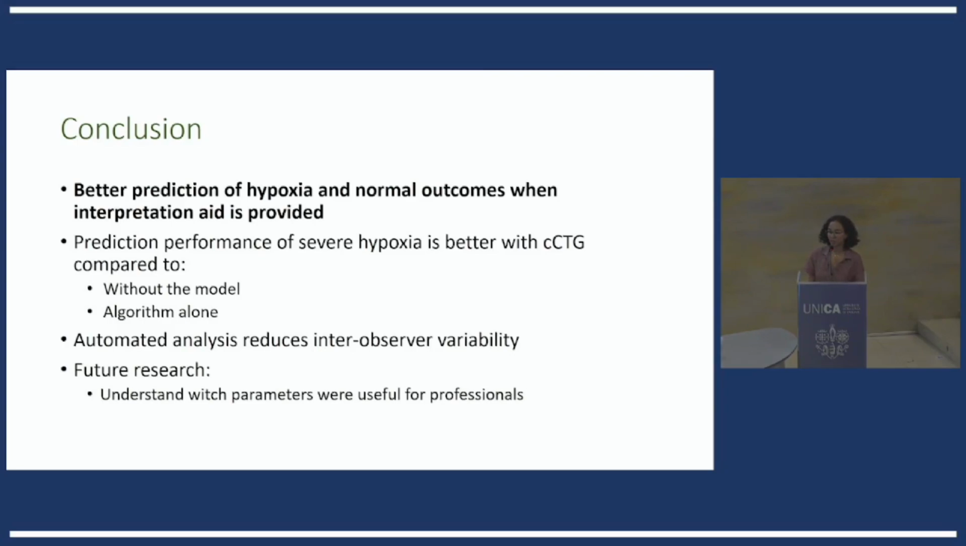So the automated analysis reduces observer variability, and future research aims to understand which parameter, because we give them many parameters, the prediction of first success rate, the visual parameters, the estimation of a risk, and we don't know which one was really useful for the professionals to improve their ability to predict fetal hypoxia.